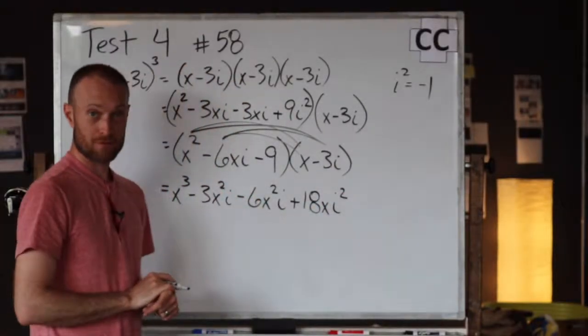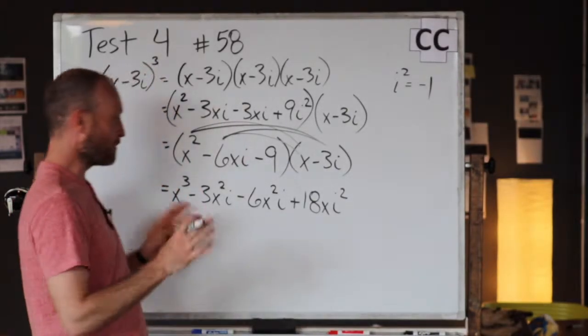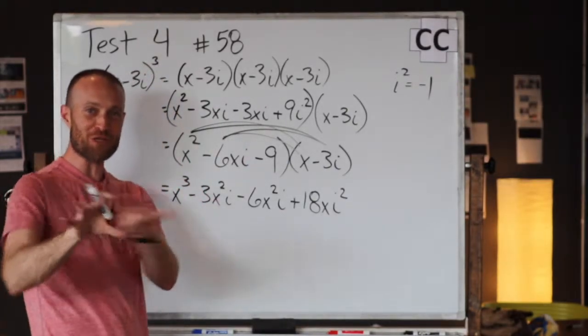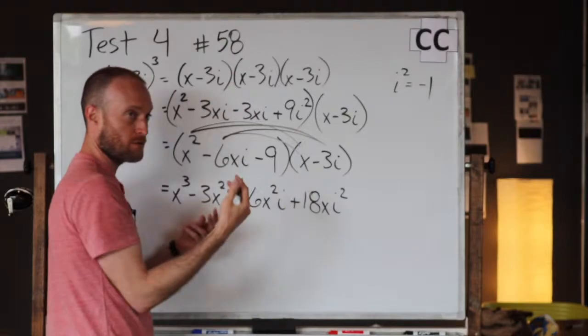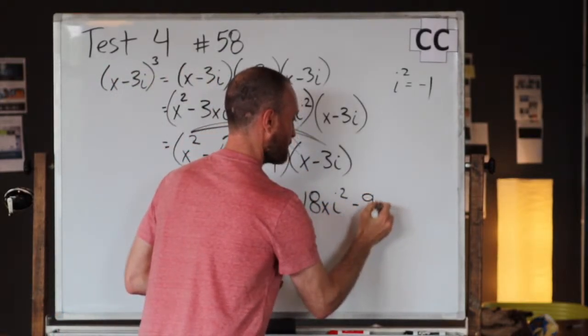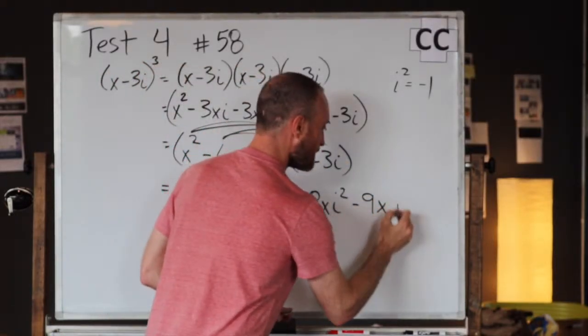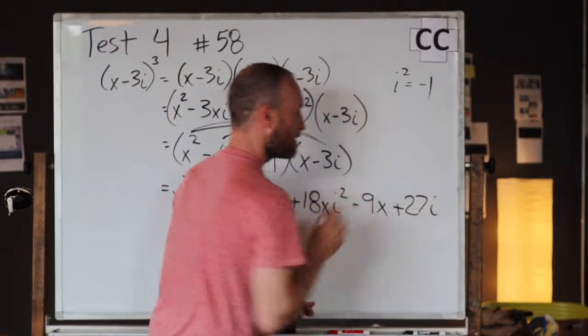Okay, at any point, feel free to pause this video, look at the board, and make sure what you've got is matching up. Now we have the final two multiplications here. Negative 9 times x is negative 9x. Negative 9 times negative 3i is positive 27i.